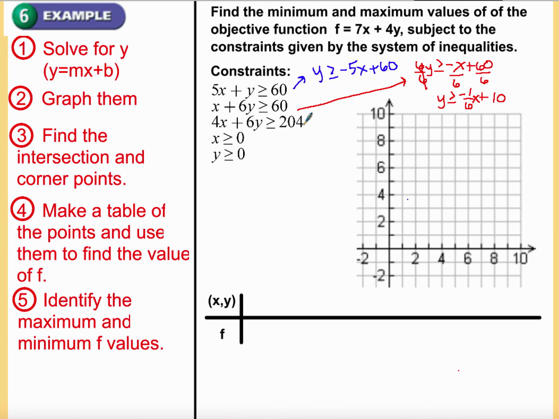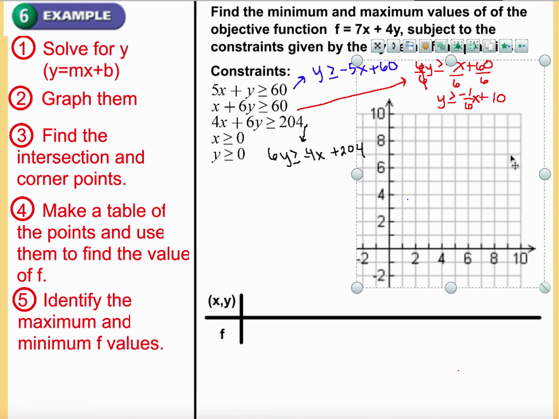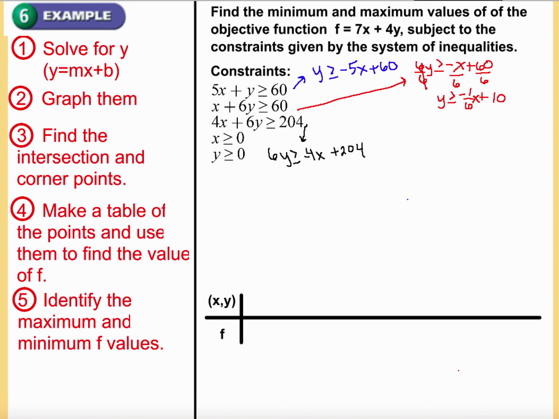So in this one, we've got a lot of things going on. Here we go. So I'm going to subtract 4x to the other side. So I've got 6y is greater than or equal to negative 4x, because we subtracted to get it to the other side, plus 204. And you know what I'm going to do? I am going to take this graph out of here because, as you know, we are going to calculate this on our calculator.